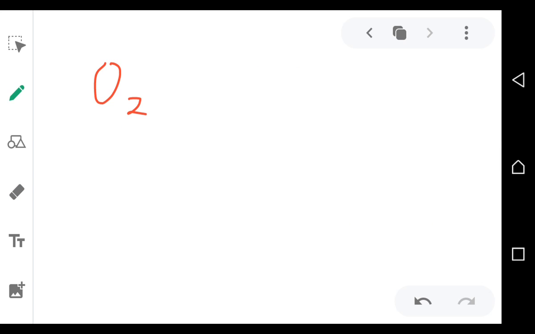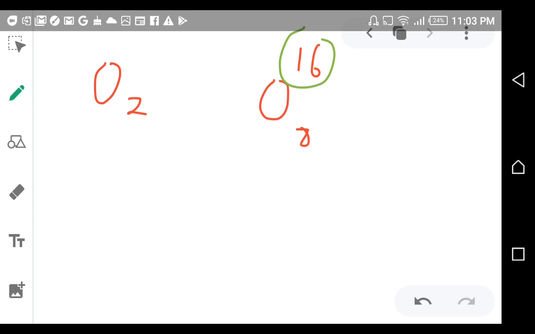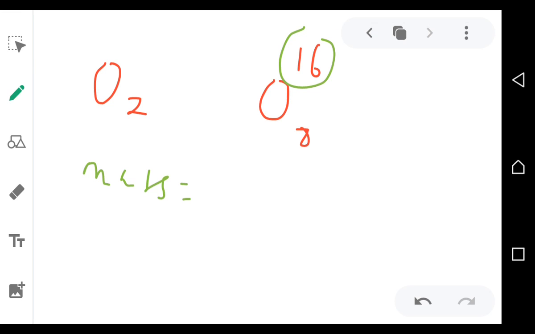So oxygen, you remember how to find the mass of this. You get it from the periodic table. Oxygen is O8, 16. So you remember what I said, you use the number that is on top here, which is 16. So the mass of this is going to be 2 times this 16 on top. So what's the mass here? 32. Okay, you found the mass of oxygen.